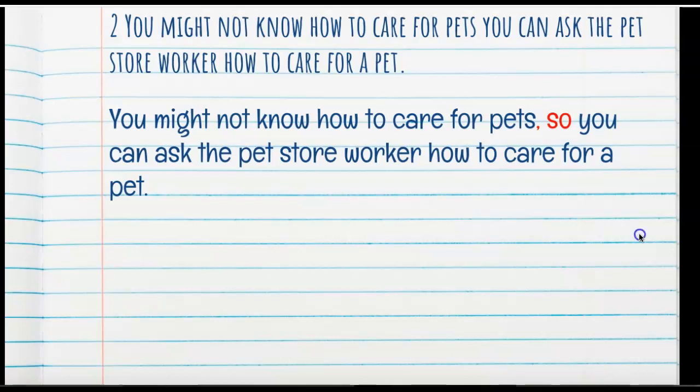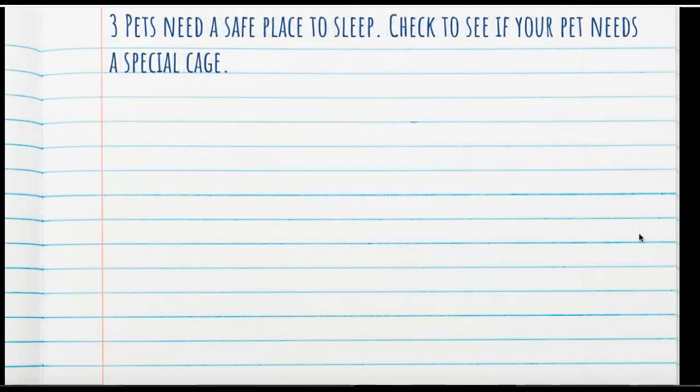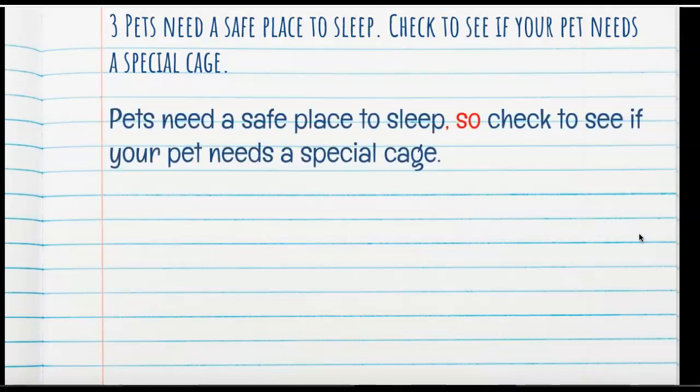All right, your next example, pets need a safe place to sleep. Check to see if your pet needs a special cage. Again, these are two simple sentences that we want to put together to make a compound sentence. So think about what conjunction we could use. I used so again. Pets need a safe place to sleep, so check to see if your pet needs a special cage.